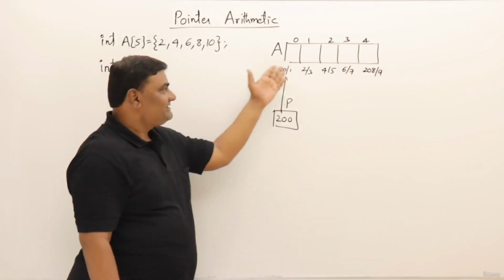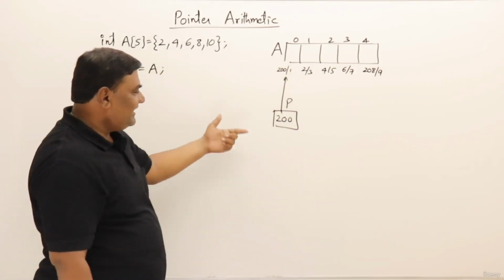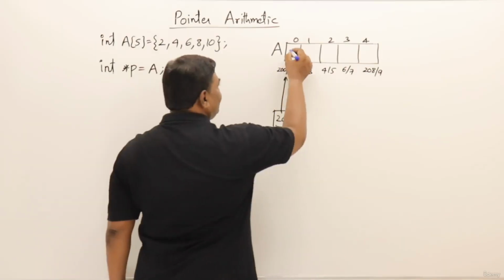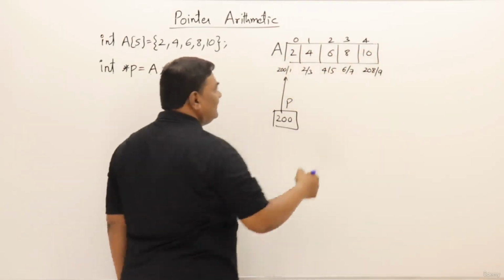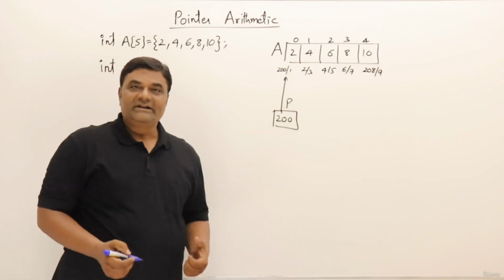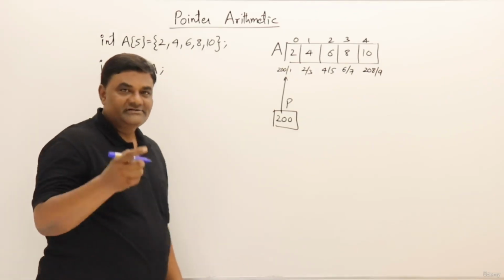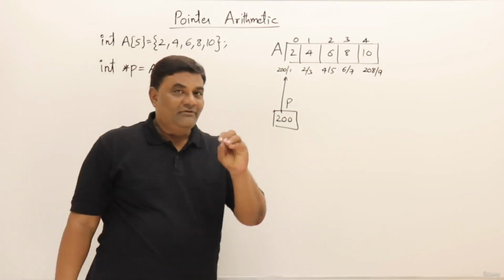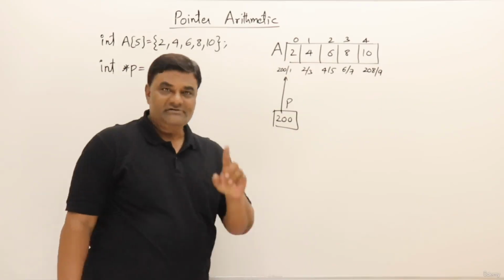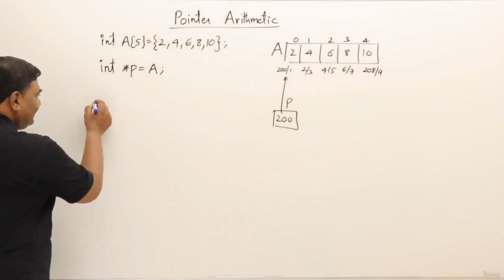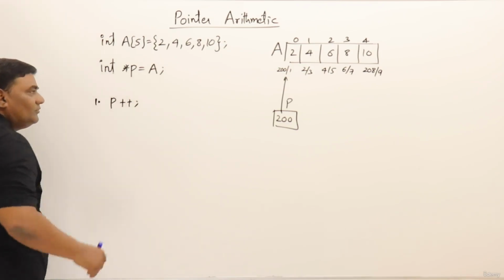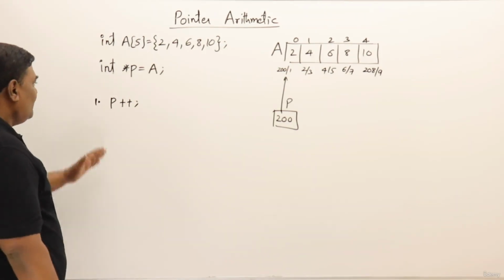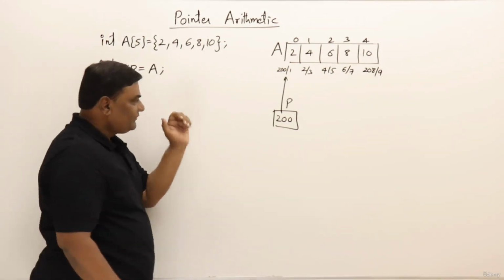Now I can access this array by the name a as well as with the help of the pointer. So I will write the elements also here: 2, 4, 6, 8, 10. Let us see what are the operations allowed using pointers. There are a total of 5 operations allowed using a pointer. So the first operation, I can say p plus plus. What does it mean? Pointer will move to the next location.